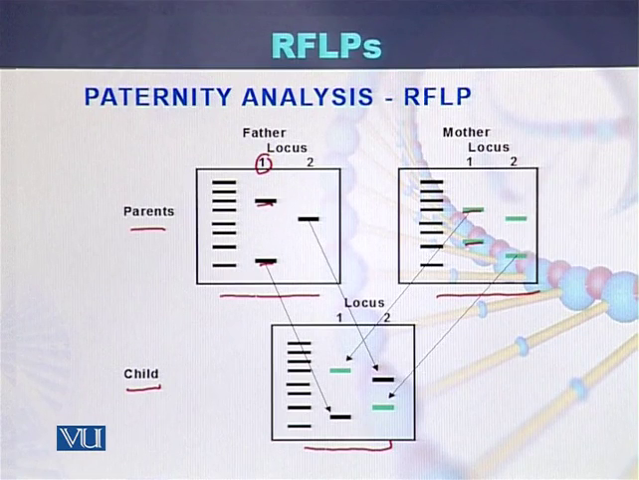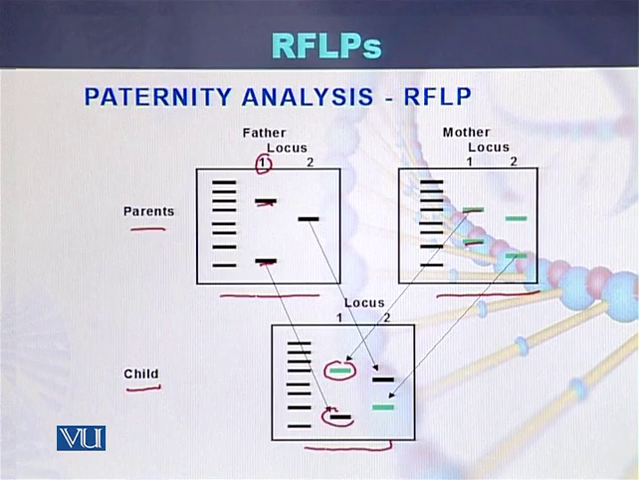We can see 2 alleles. And if we do the comparison with the child, the child has got this allele from the mother, while the child has got this allele from the father.